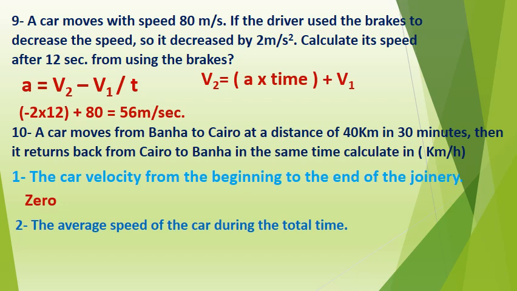Okay? Let's go to answer the next one. He needs you to calculate the average speed of the car during total time. The average. Excellent. The average speed of the car during total time. So the average speed here equals total distance divided by total time. Can you calculate the total distance?